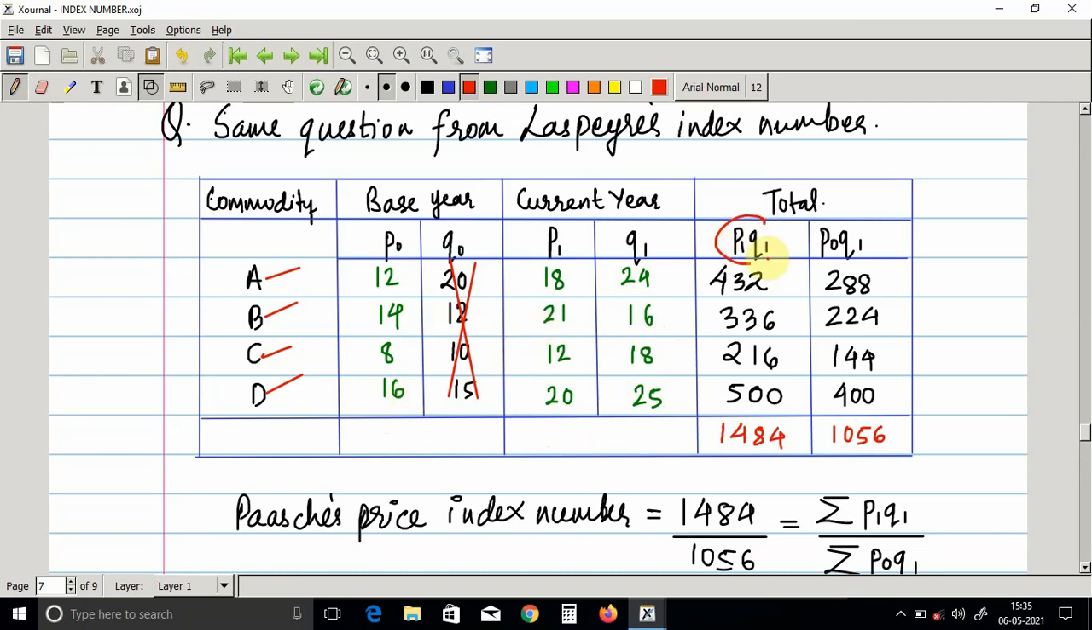So this is for the current year. Current year, what is the total bill? 18 into 24. So this is the rate. 18 रुपये का एक unit है A का, and you are purchasing 24. So what's the total amount? 18 into 24, this much, like this, into this, 500. So total bill.